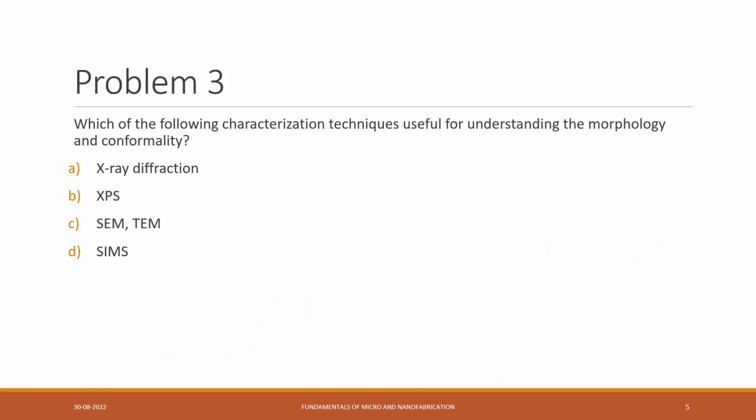Okay, so we will go to the next one. This is a question of characterization. Some of the characterization tools are given here. Out of the following characterization techniques, you have to tell which one would be ideal for understanding morphology and conformality. After doing CVD or ALD, how will you know that whatever you have done has the required morphology or conformality?